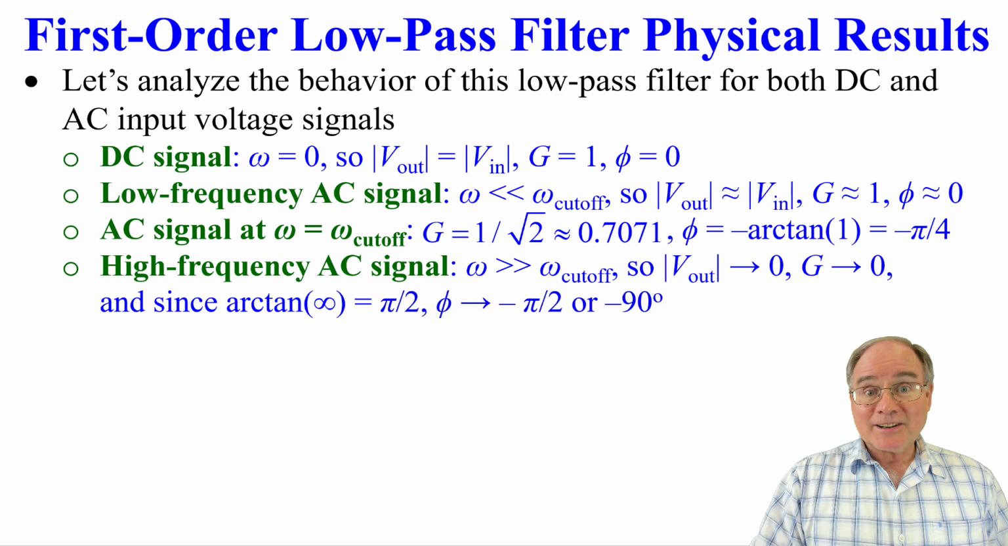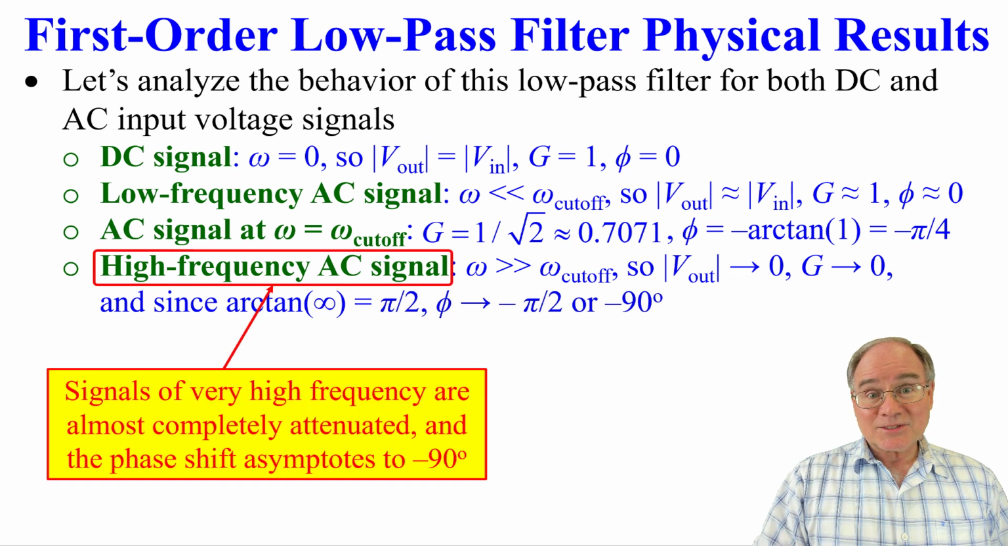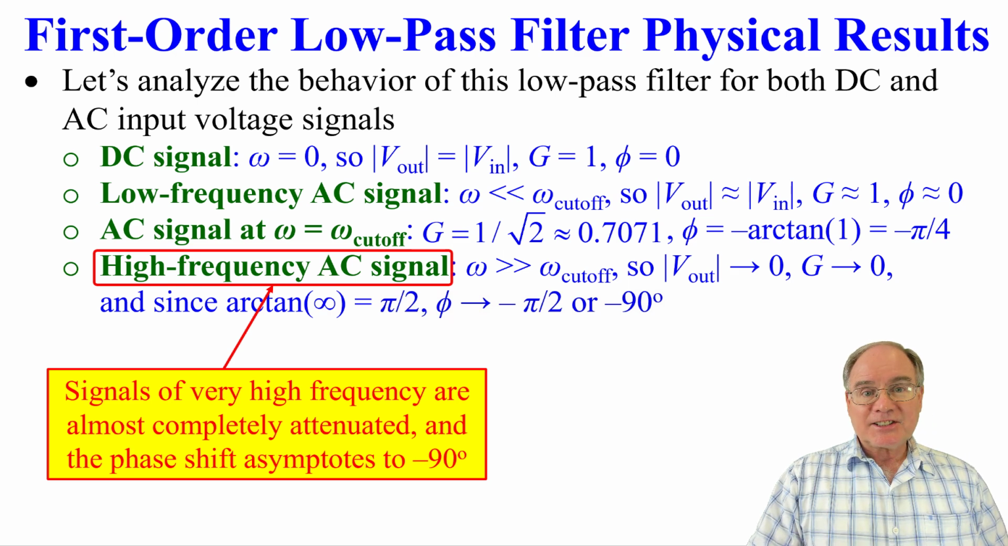Now consider a very high frequency AC signal, where omega is very big compared to omega cutoff. In that case, the gain approaches 0, and the phase shift approaches negative pi over 2 radians. Signals of very high frequency are almost completely attenuated, and the phase shift asymptotes to negative 90 degrees.